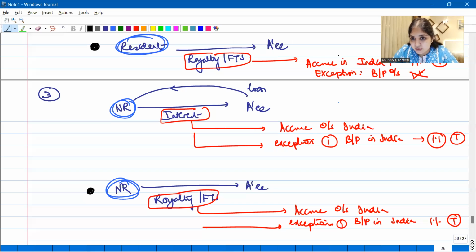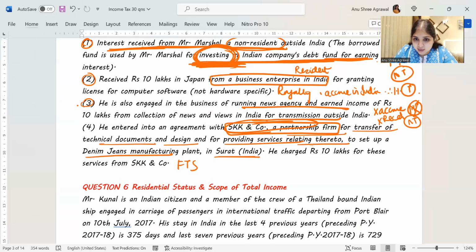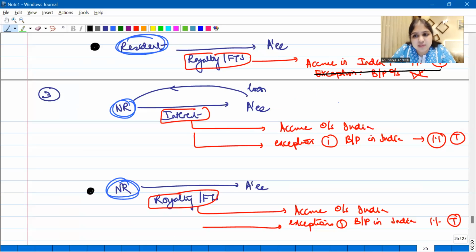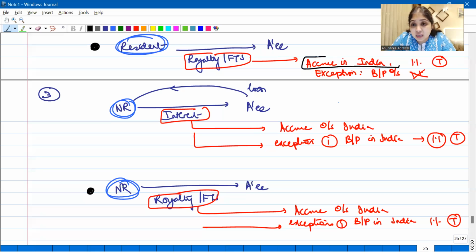If a resident is giving FTS, what is your first answer? Your first answer is accruing in India. How many exceptions? Only one exception. Tell me, is the FTS relating to business or profession outside India? No, it is relating to a denim jeans manufacturing plant in Surat, in India. Is it relating to business or profession outside India? No. So what will you answer? If a resident is paying, you will say accruing in India, Indian income, therefore taxable.